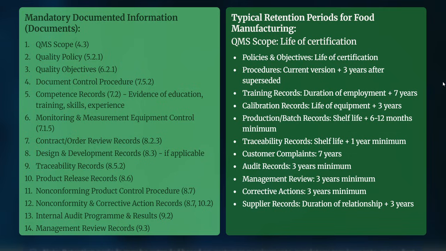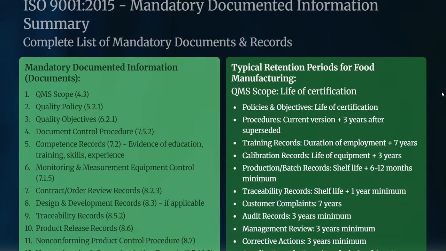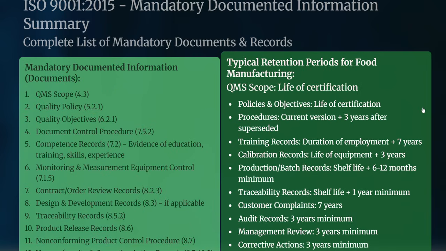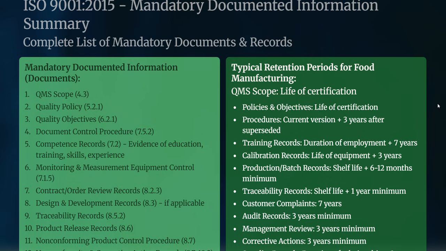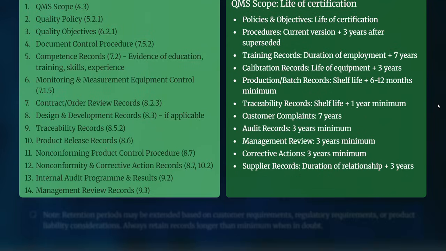For audit records, you need to retain them for 3 years at the minimum. And for the management review, you need to retain them for 3 years at the minimum. For corrective actions, you need to retain them for 3 years at the minimum. And for the supplier record, you need to retain them for the duration of the relationship with the supplier plus 3 years. So this is the complete list of the mandatory documents and records for ISO 9001:2015. All right, this is the summary.